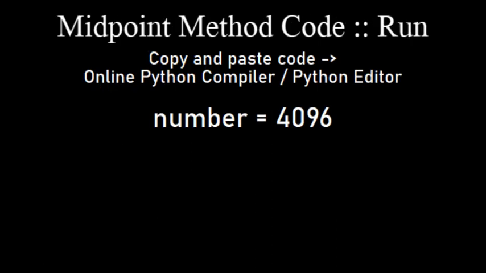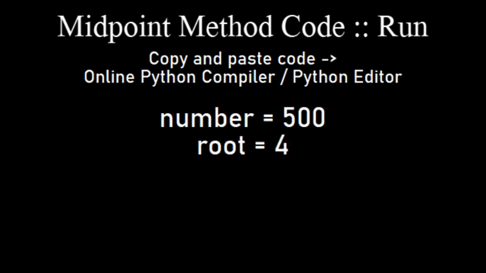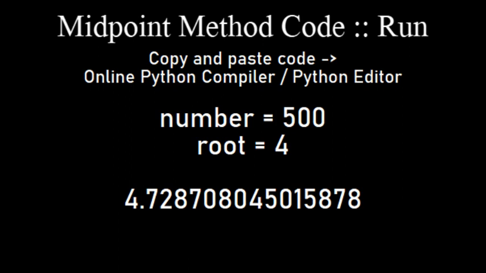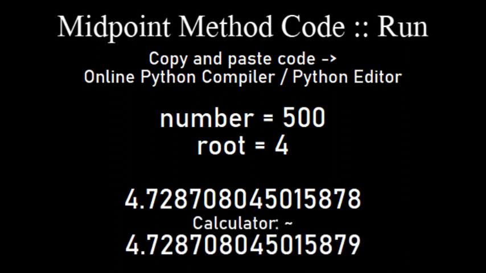Now let's do a few tries. Let's take the number 4096 and calculate its third root, that is, the cube root. The cube root of 4096 is 16. Let's take the number 500 and find its fourth root. We found such a number. When we calculate this with the computer's calculator, we see a very approximate result.